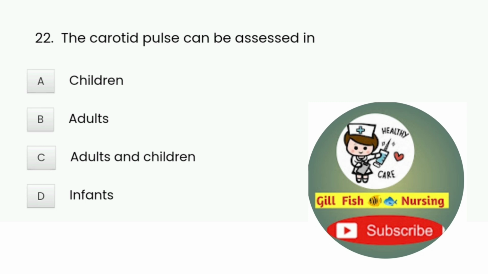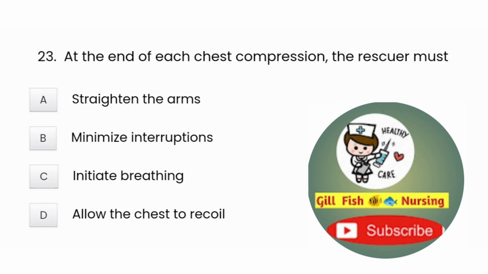Okay, fine. Next question. At the end of each chest compression, the rescuer must: option A, straighten the arms; option B, minimize interruption; option C, initiate breathing; option D, allow the chest to recoil. So actually, what are we going to do at the end of each compression? Option C, initiate the breathing, is the correct answer.